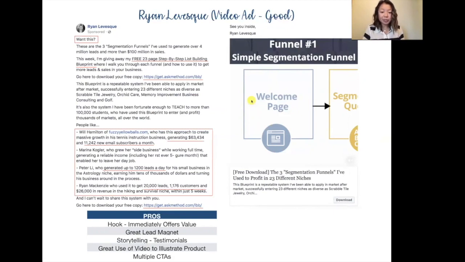Peter, he's generating up to 1,200 leads a day for his small business. And Ryan, who's getting 20,000 leads over 1,000 customers and $26,000 in revenue within just 5 weeks. So these are concrete results that will appeal to just about anybody. Who wouldn't want to achieve these results? So when you see these results, it shows you, okay, maybe if I click on this link and learn about this segmentation funnel, whatever that is, I can have these same results. And so his storytelling and his sharing of these testimonials and his clients' results is a really good strategy for the Facebook ad. He also has multiple calls to action in this post.